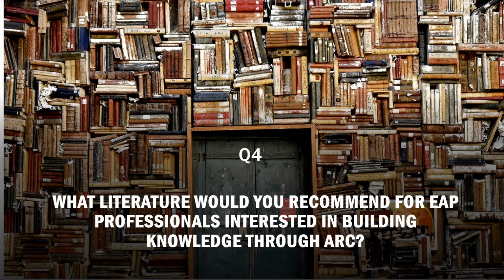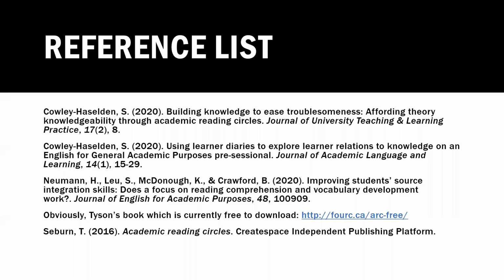Right, well, in terms of literature, I'm really sorry to say that there's not much. There isn't, I know. So obviously there's Tyson Seaburn's book, which the link's there. It's available for free at the moment. So that's the starting point. There's the reference for the Newman article, which is the JEAP. That's a really interesting article, I think, because of focusing on comprehension and knowledge of text. It's really nice to see that being foregrounded.